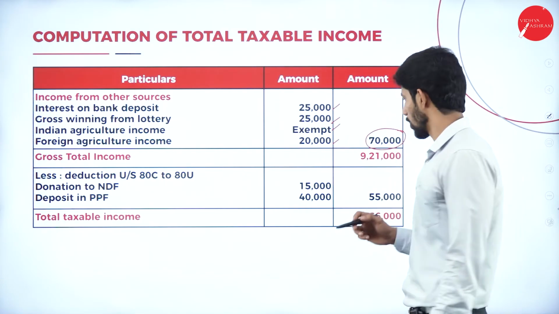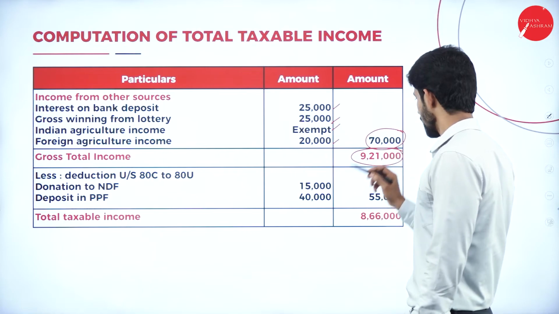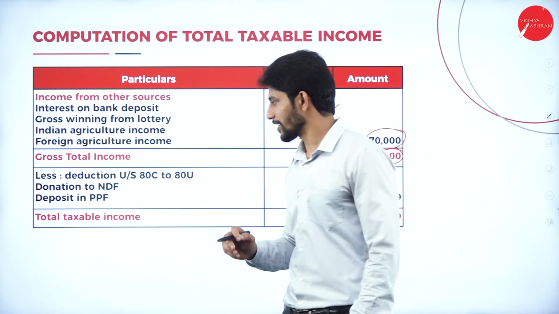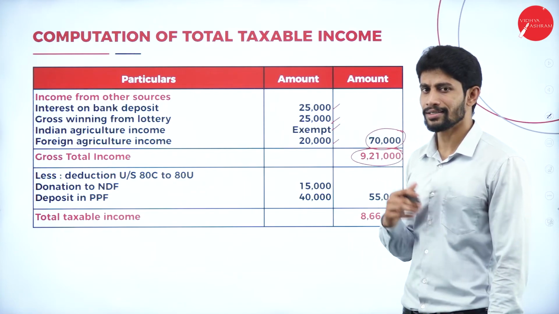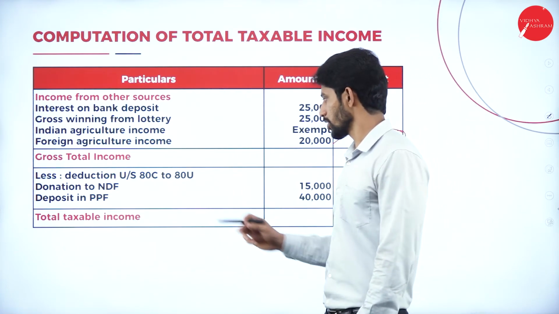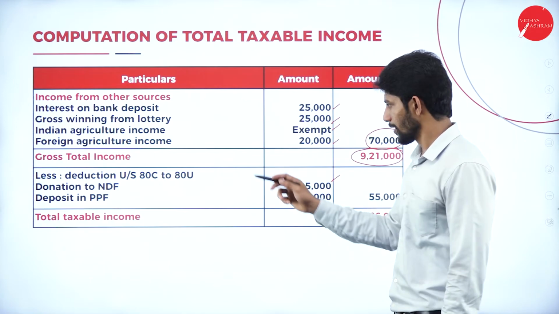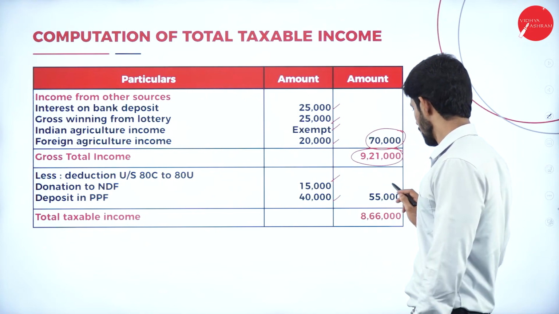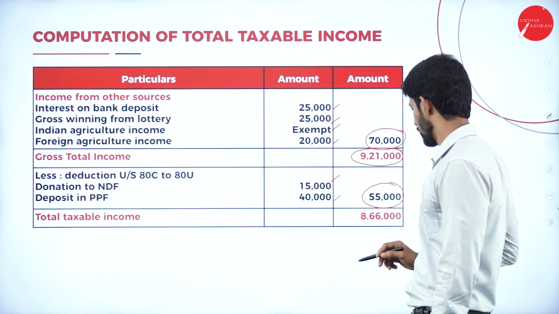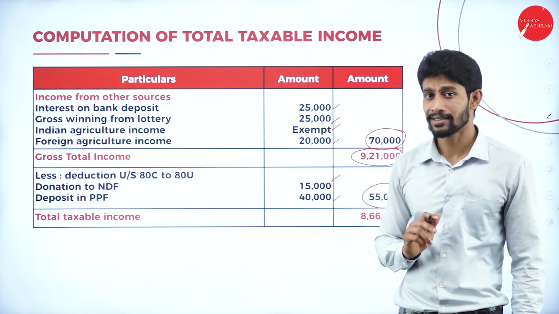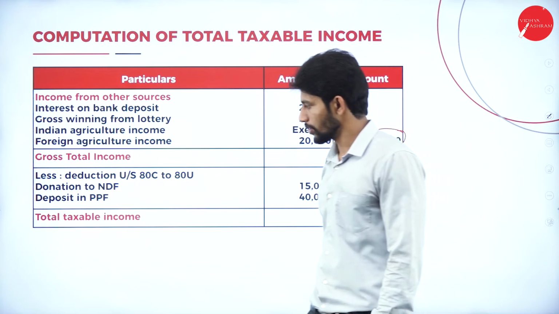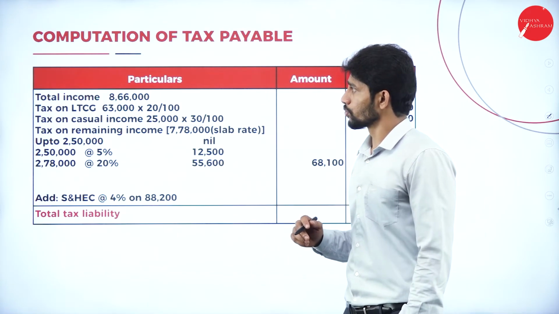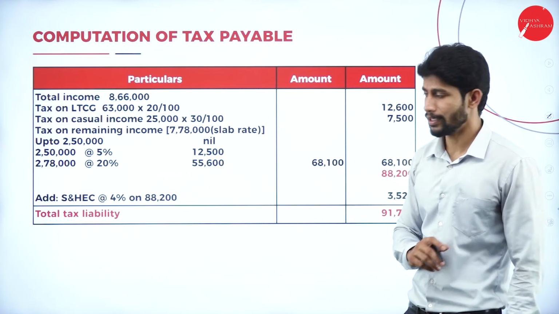If you total the outer column, you will get 9,21,000. From 9,21,000, deduct the deductions under section 80C, 80U. Donation to NDF, 15,000. Deposit in PPF, 45,000. So deduct this 55,000 from 921. You will get 8,66,000. That value is called total taxable income. Moving on to compute the tax liability.